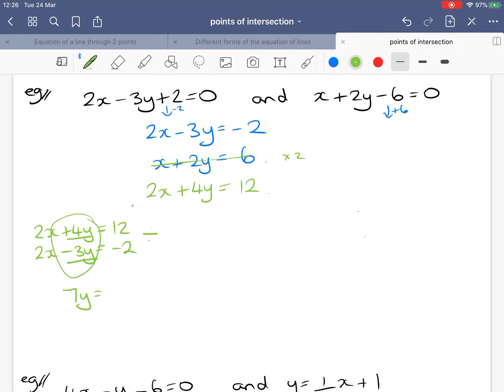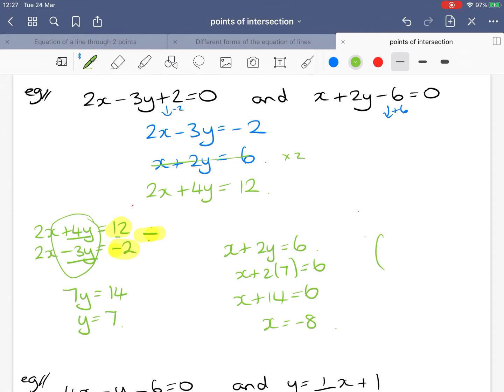Equally, I've got 12. Actually, I'll get my highlighter here. I've got 12 take away minus 2. And again, taking away that negative is the same as adding. So I've got 12 add 2 is 14. So y equals 7. Once you've found one of them, substitute it in. x plus 2y equals 6. I'm going to use that equation. So I'm going to have x plus 2 lots of 7 equals 6. x plus 14 equals 6. So x is going to be minus 8. So the point of intersection is minus 8, 7.